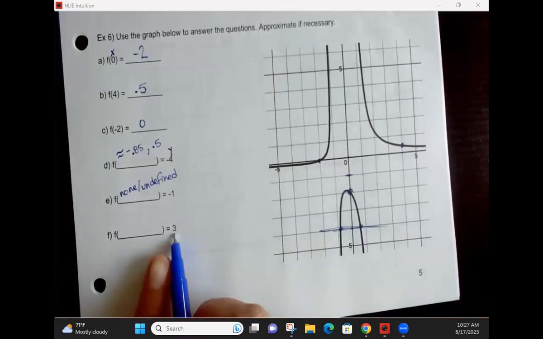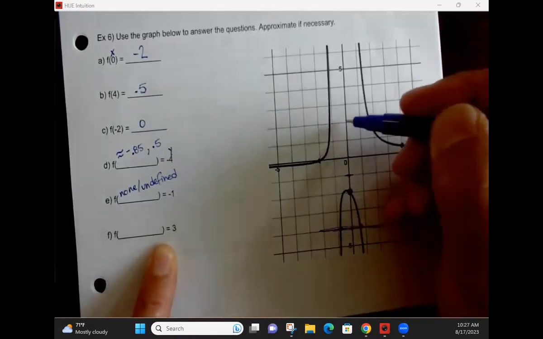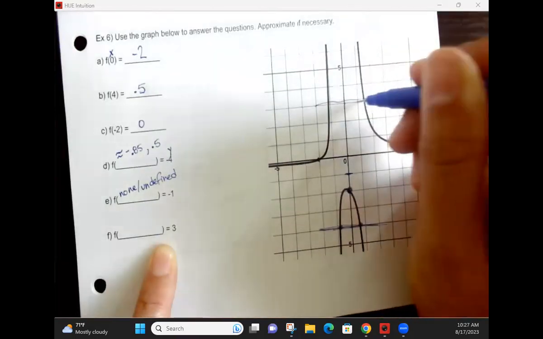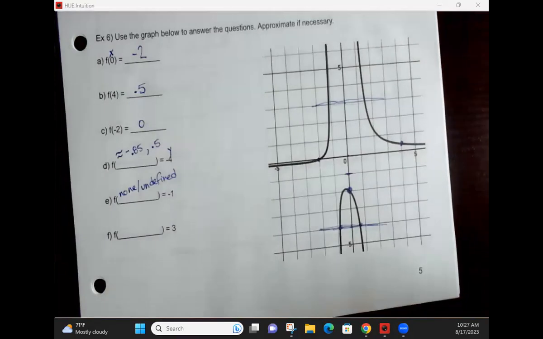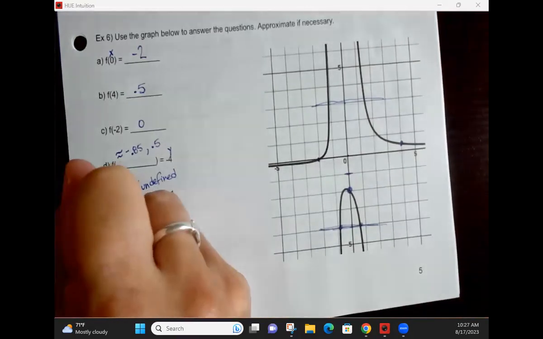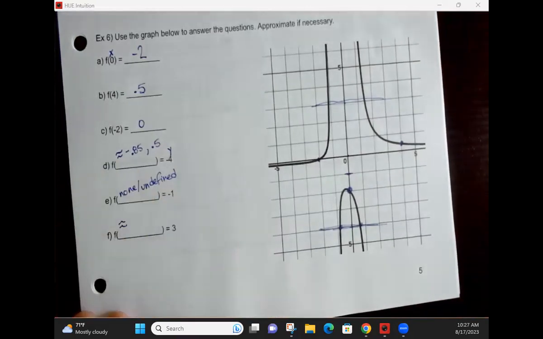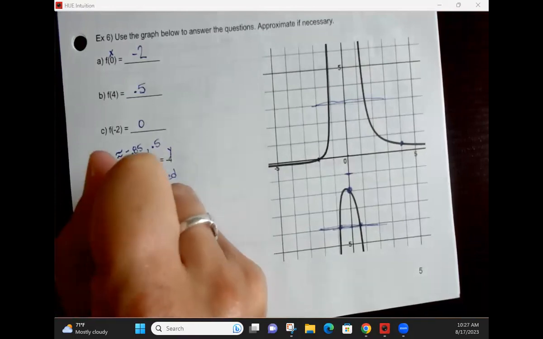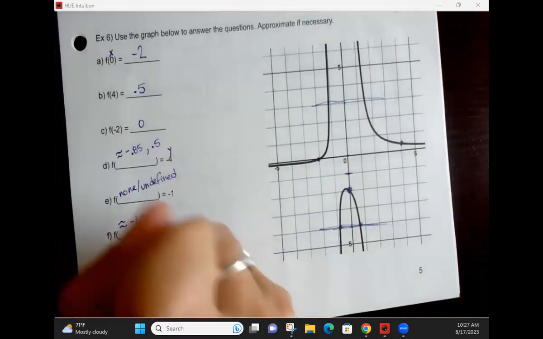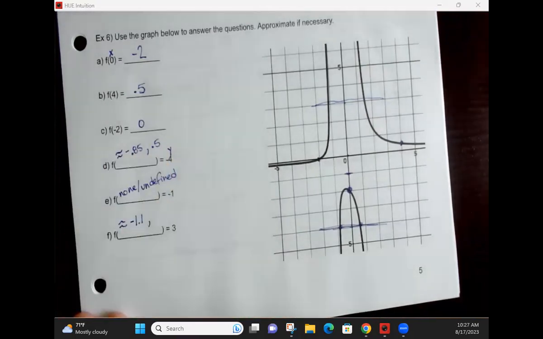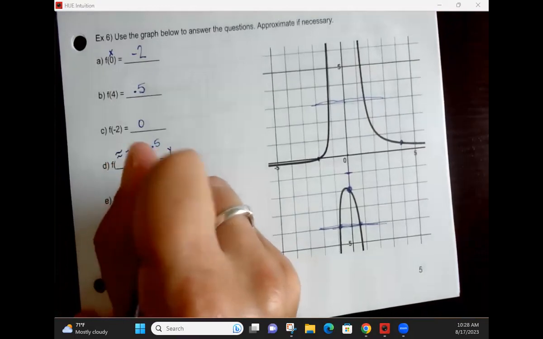And then how about 3? We've got to estimate again. That's okay. About what and about what? Negative 1.1, did I hear? Okay. And then 1.5? Sure, that works for me.